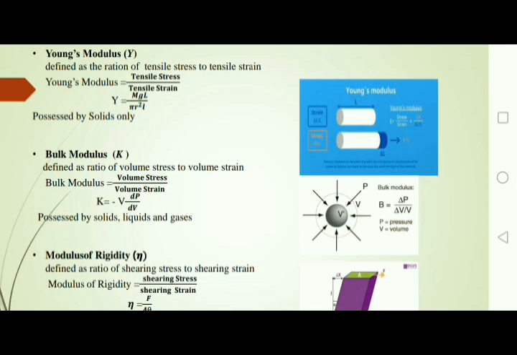So volume stress is, we know what is volume stress, the change in pressure, which will be shown as dP, and volume strain is the change in volume per unit original volume, that is dV by V. So mathematically we get the final equation for bulk modulus as minus V dP by dV. It is possessed by solids, liquids and gases, all three.